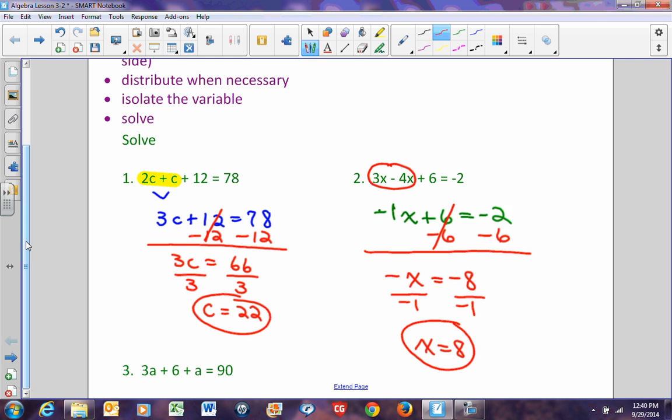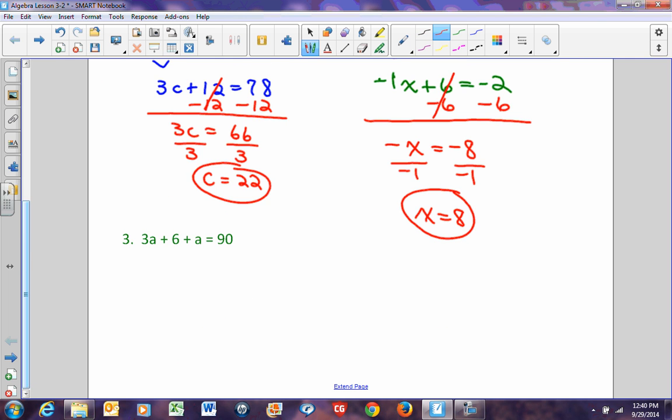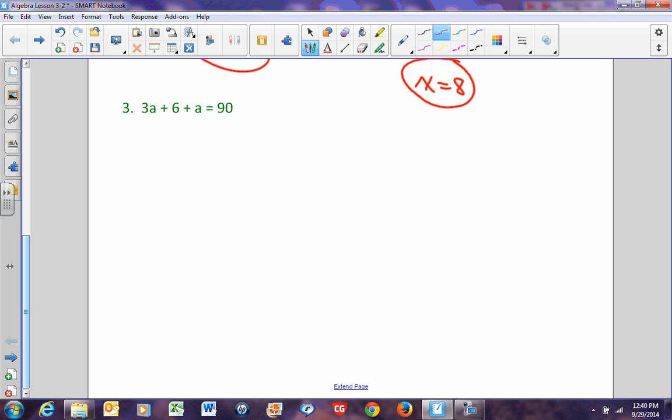Look at equation number 3. Equation number 3 says 3a plus 6 plus a equals 90. Here we have a 3a and a positive a, which makes 4a plus 6 equals 90. You have to be careful with your variables to make sure you don't lose your negative signs. Don't look at this and say, oh, I have to subtract a here from here, because here's the dividing line of the equation. Both of the a's are on the same side of the equation. Therefore, all you need to do is simplify.